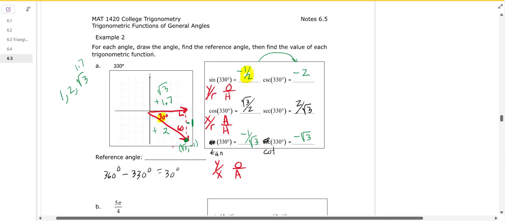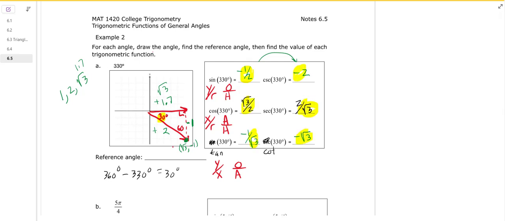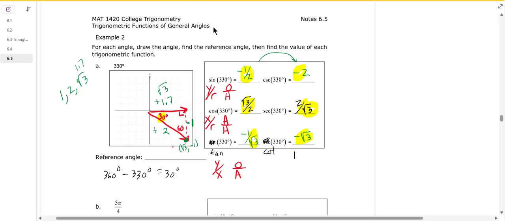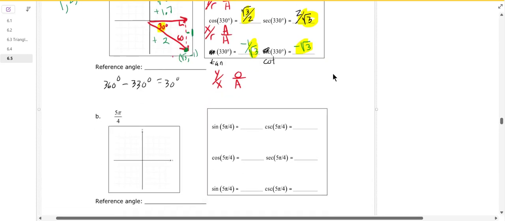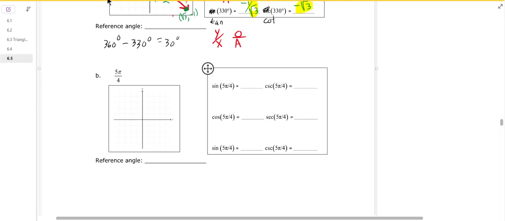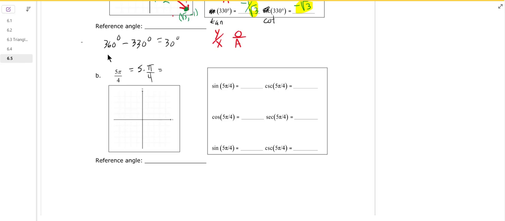So once you get your reference triangle, if your reference angle is either a 30, a 60, or a 45, then you can pretty easily figure out the value of the trig functions, okay? So this one, again, you could change this to degrees if you chose to. I look at this as 5 times pi over 4. Pi over 4 is 45 degrees. So that would be 5 times 45.